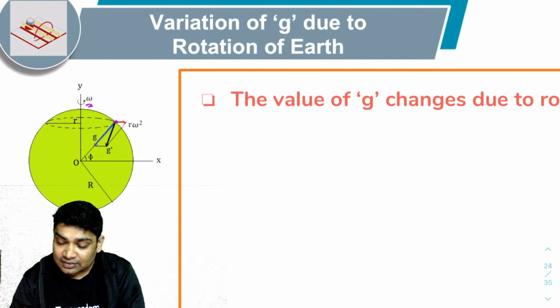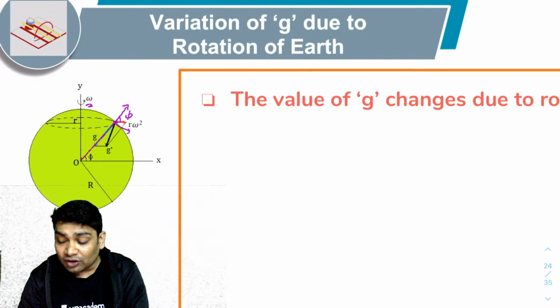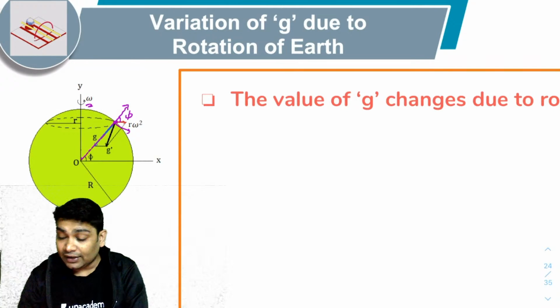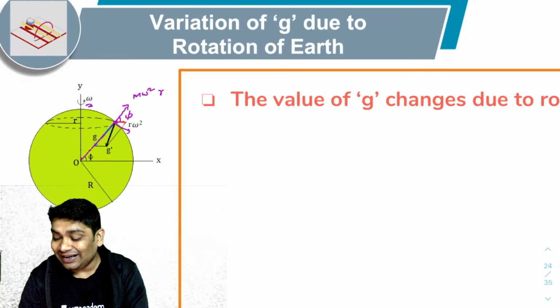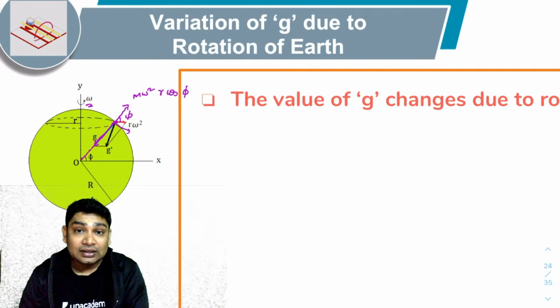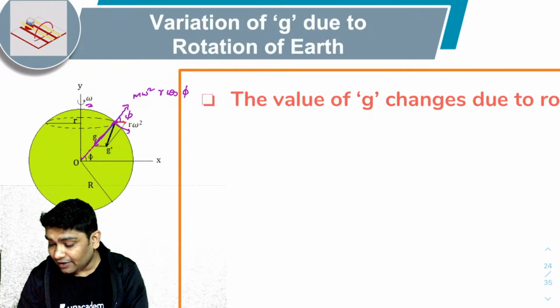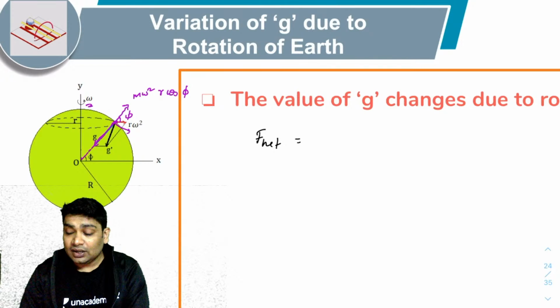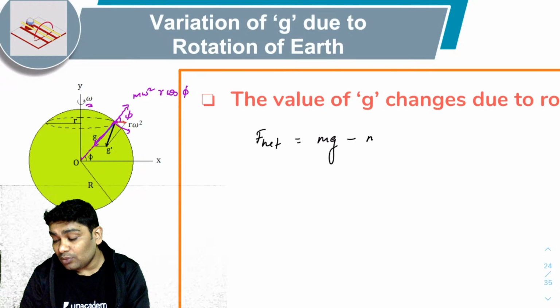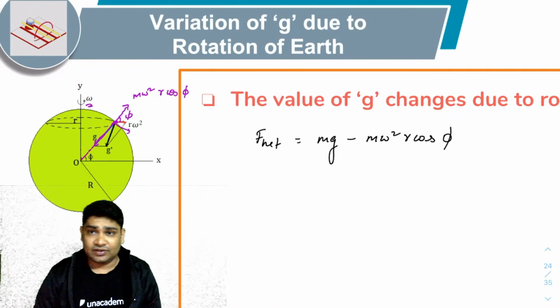Now, if this place has an angle phi, then I can divide this into two components, this and this. So this is phi. The component of the centrifugal force vertically that it would feel is m omega square r cos phi. Correct. So the effective force of gravity that this body will experience, F net, would be mg minus m omega square r cos phi. I hope you can realize that this is the net force that the body will be experiencing at the surface.